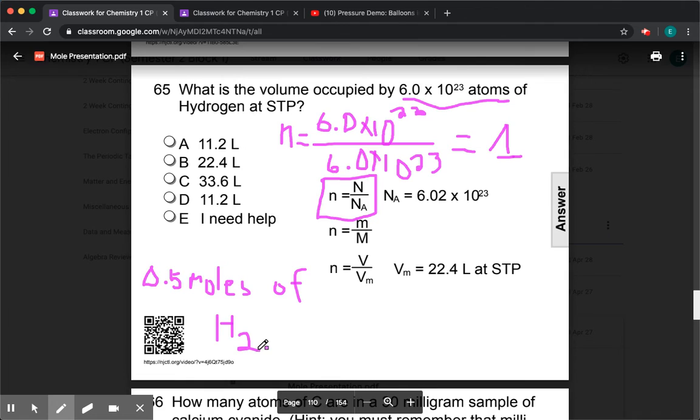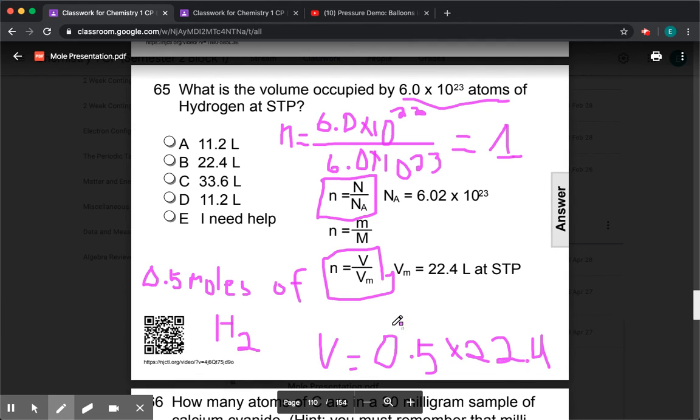And now that we know how many moles of the hydrogen gas we have, now we can find the volume. V would then be equal to our 0.5 times 22.4, which would then give us 11.2. So just know if they're referring to atoms, you need to pay attention a little more and just make sure that you're covering your bases.